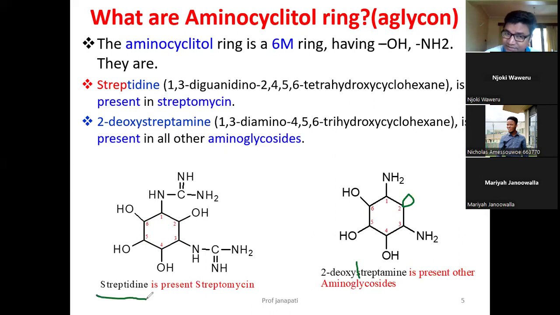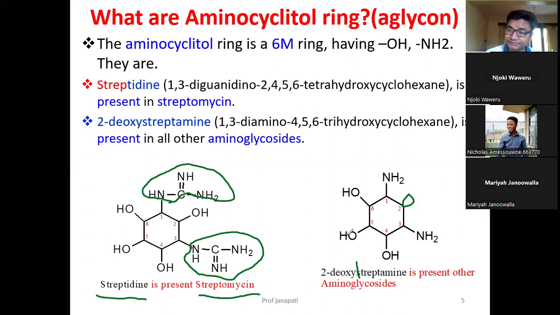Whereas streptidine, you can see, also has a hydroxyl group, a 4-hydroxyl group. Instead of an amino group, there is a guanidine group, a guanidino group. Just like methane, methyl, when you pronounce it as a substituent, we say guanidino. Two guanidino groups are present in streptidine. This aglycone portion is present in streptomycin, which is a notable drug.